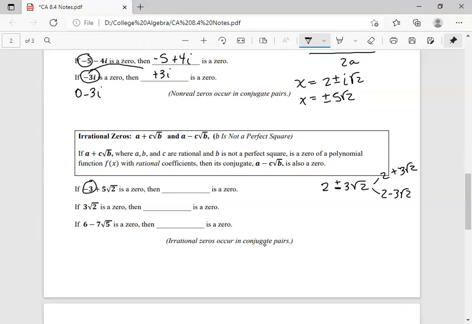The number in the front stays the same. That part doesn't change. That's this number. But if I have a plus 5 square root of 2, I'm going to have a minus 5 square root of 2. This one right here doesn't have a number in the front. If I were to write this out, it would be 0 plus 3 square root of 2. Because whatever that number in the front was, just was 0. It went away. So I would also have a minus 3 square root of 2. Gonna leave 6 alone. And if you've got minus 7 square root of 5, you're going to have a plus 7 square root of 5 as one of the zeros.